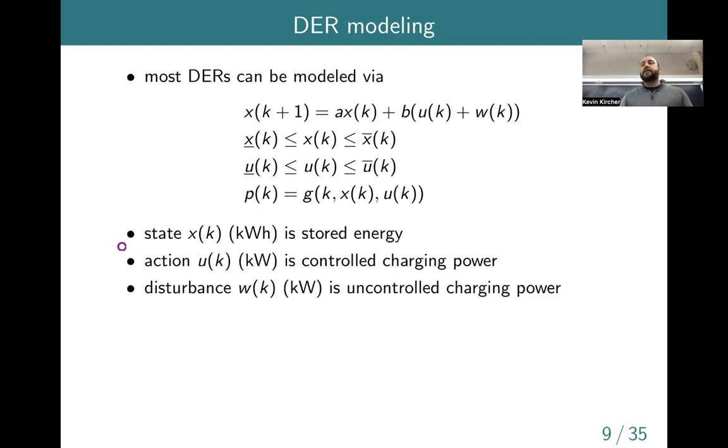The state here has the interpretation of a stored energy. It could be the chemical energy in a battery. It could be the thermal energy in the thermal mass of a building or in the air inside of a room. It could be the thermal energy stored in water, either through phase changing, freezing and thawing, or through just sensible heating. And it has various other interpretations depending on the DER.